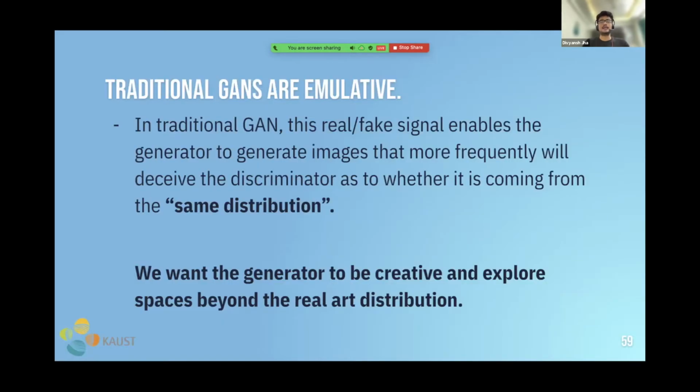So what the paper says is that traditional GANs are emulative. What do we mean by that? Suppose a GAN is learning from, let's say, two types of style, realism and cubism. If it has seen only those two styles, what it will generate will be new, but it will produce from the same style. It will either generate cubism or realism. It does not go beyond the boundaries of what it has seen. But we want the generator to be creative and explore spaces beyond the established art styles.